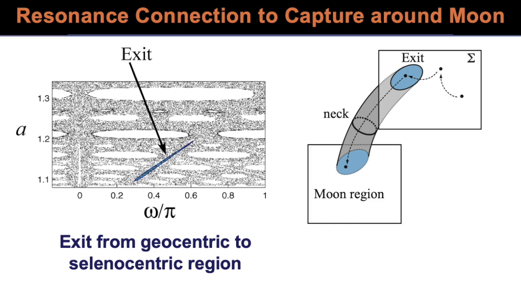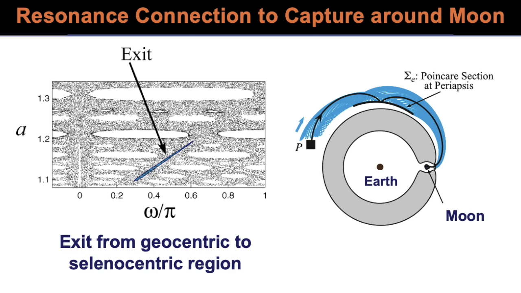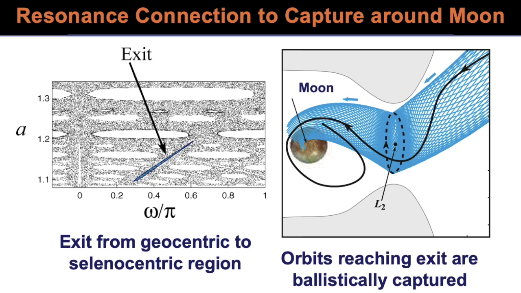And then these are naturally connected to ballistic capture. So if you think of, we're doing a Poincare section, once you get to this little sliver here, this is where that tube of orbits that's going to be captured by the moon intersects this Poincare section. Then you go into the moon region. So it's kind of an exit from the geocentric on the way to the selenocentric region. And this is, you have orbits that reach the exit that are ballistically captured.